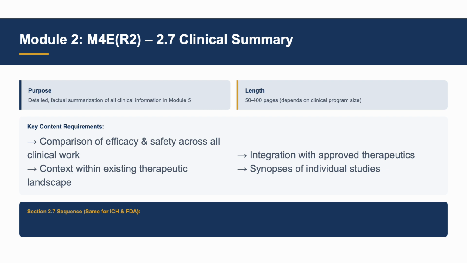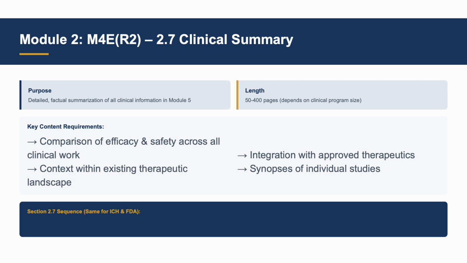It should also describe how this new therapeutic fits against the backdrop of other approved therapeutics in the particular therapeutic area, or highlight the lack thereof if you are developing a product for an indication with no currently approved treatments. Unlike the clinical overview in Section 2.5, which is interpretive, the clinical summary is factual. It presents the data without extensive interpretation. The detailed interpretation is left to the overview. The sequence for Section 2.7 is consistent between ICH and FDA guidance.